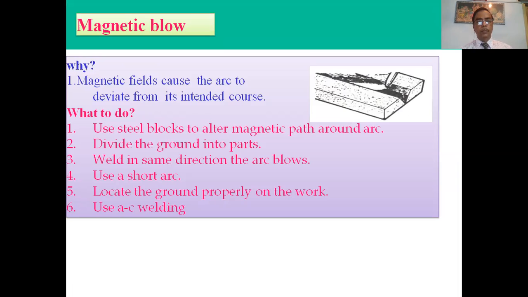Magnetic blow. Why? The magnetic field causes the arc to deviate from its intended course. What to do? Use a steel block to alter the magnetic path around the arc. Divide the ground into parts. Weld in one direction away from the arc blow. Use a short arc. Locate the ground properly on the work. Use AC welding.